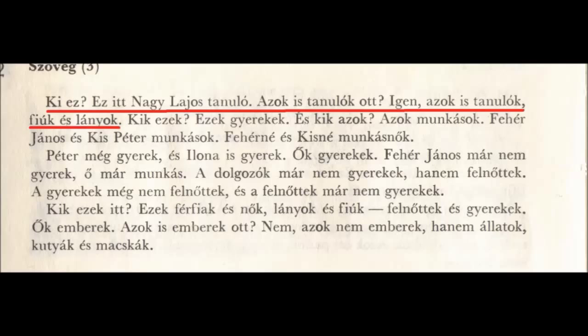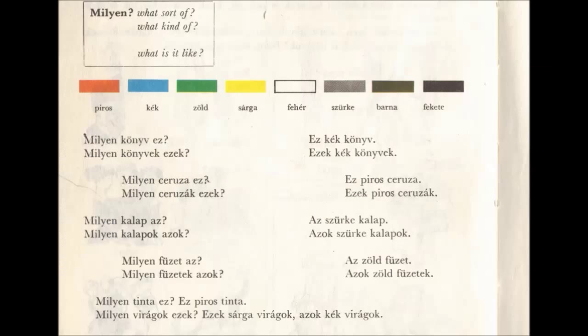Fiúk és lányok. Boys and girls. Let's see, girls, lányok. How to pronounce that? Lányok. Fiúk és lányok. So then we have the colors.